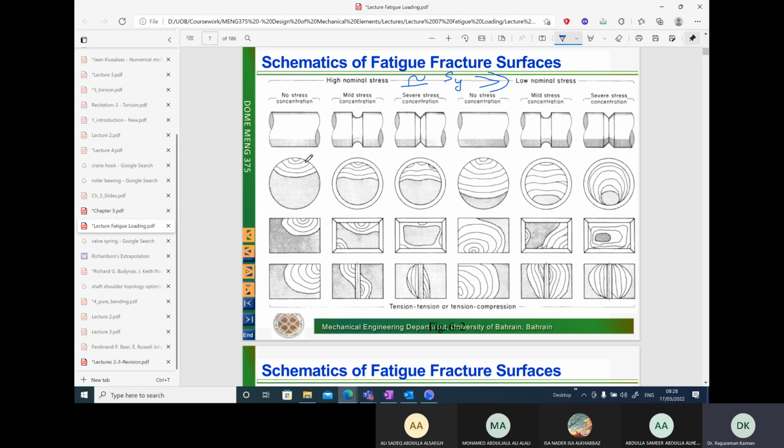You can see all the beach marks are smooth and concave from the top. However, if you have stress concentration effects, you can see the beach marks are disturbed. You can see the curve going up and down like this, and in that case you can come to a conclusion there is also a stress concentration effect on it.